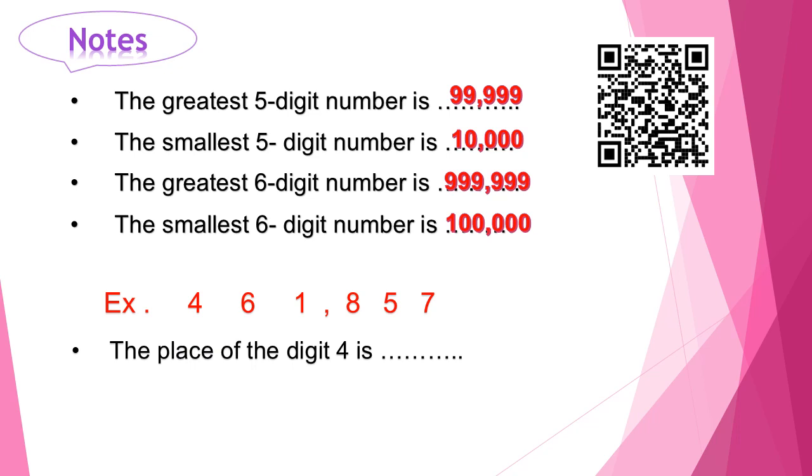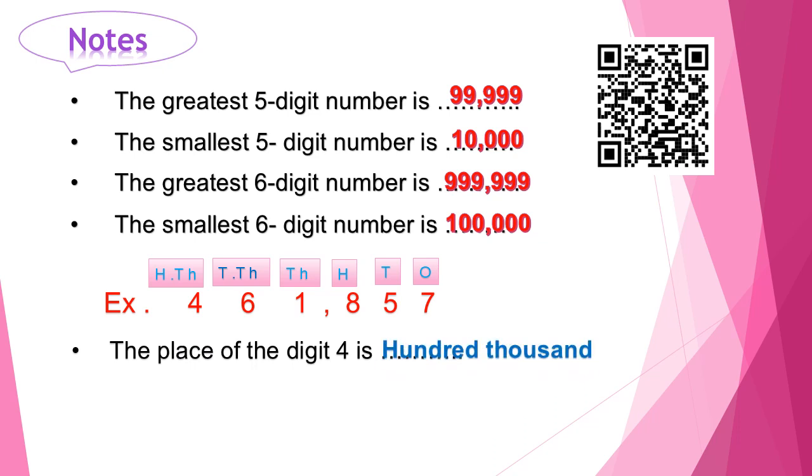He is asking me about place. So we will put the places for all digits: ones, tens, 100, 1,000, 10,000, 100,000. The place of the digit 4. It's easy now. The place of digit 4 is 100,000.